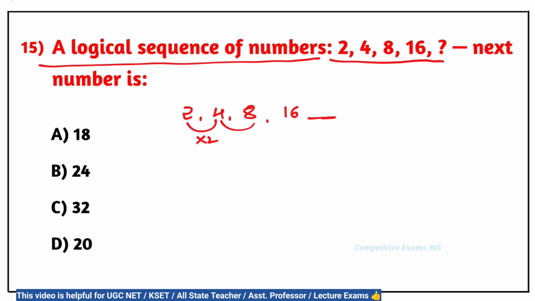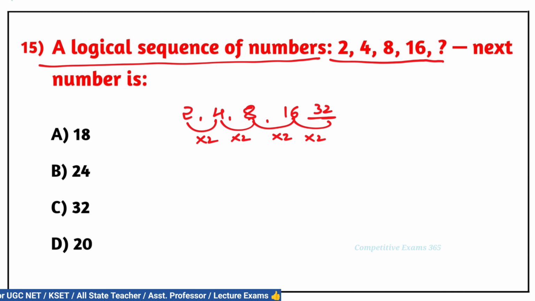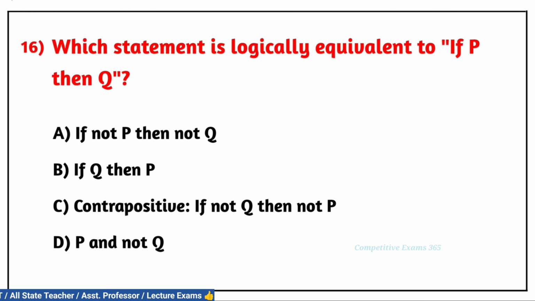2 into 2 is 4. 4 into 2 is 8. 8 into 2 is 16. Then 16 into 2 is 32. That is option C, 32. It is the correct answer.